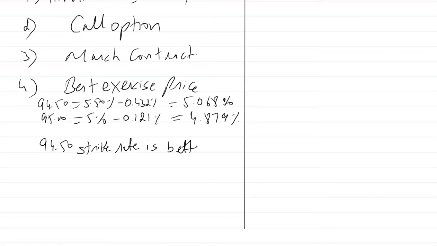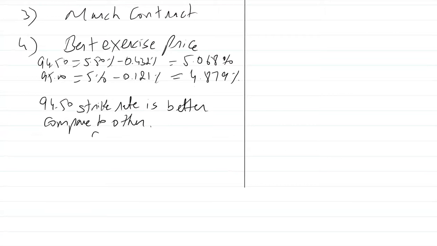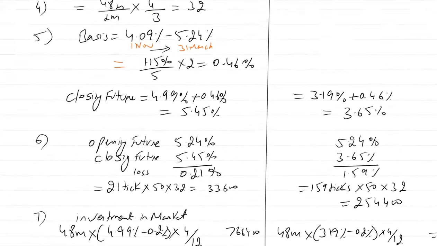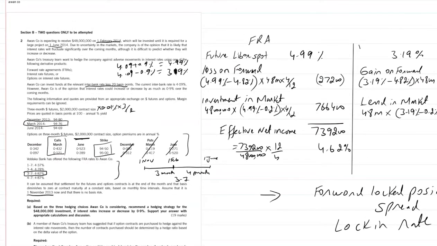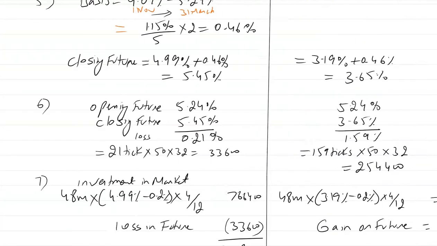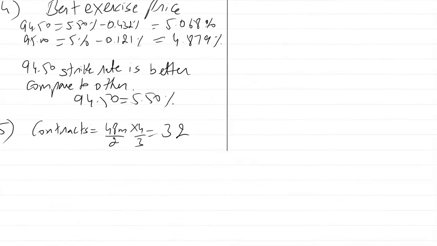Strike rate is better compared to other. Okay, that means we have selected 94.5 or 5.5% exercise price. Now the next step is, sorry, number of contracts. First of all, calculate number of contracts. 48 million is the amount of investment. Identify the contract size, that is 2 million. So number of contracts will be same like the future contracts, will be 32.